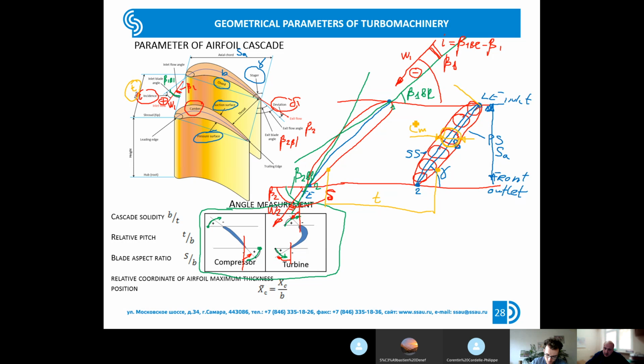And usually we use the next parameter, which is called the distance between the leading edge and the center of the maximum thickness. This parameter is designated like XC. It must be C. For example, during the profiling process, this value usually is set in percents.